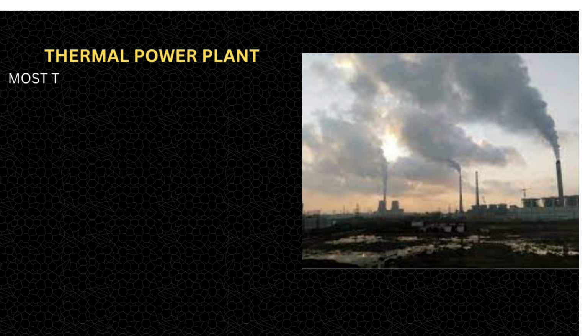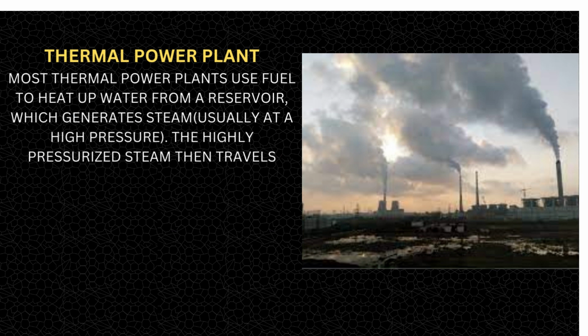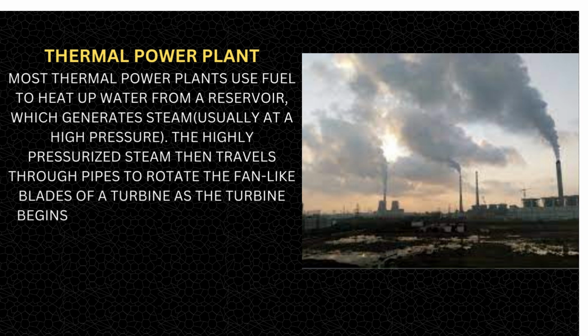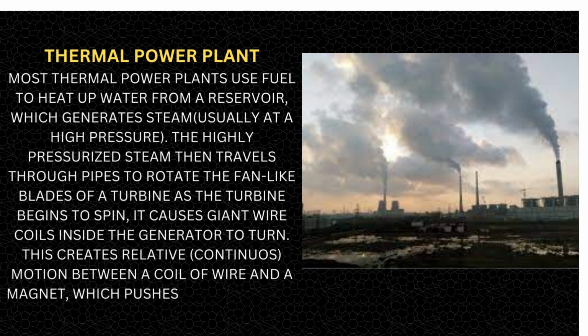Thermal power plant. Most thermal power plants use fuel to heat up water from a reservoir, which generates steam, usually at a high pressure. The highly pressurized steam then travels through pipes to rotate the fan-like blades of a turbine. As the turbine begins to spin, it causes giant wire coils inside the generator to turn. This creates relative continuous motion between a coil of wire and a magnet, which pushes electrons and starts the flow of electricity.